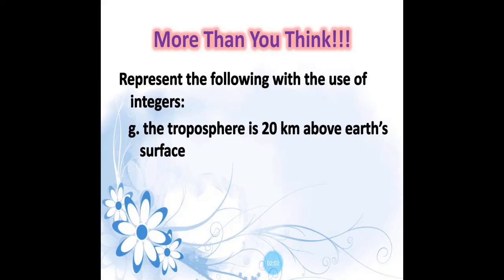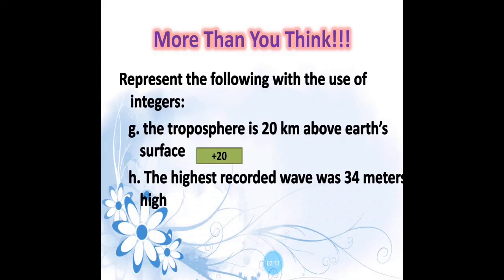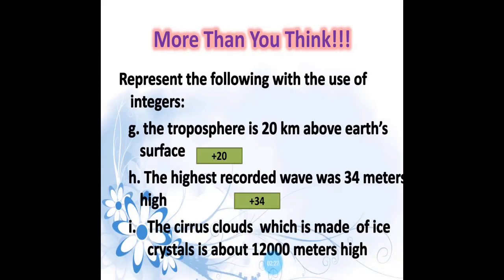The next one is the troposphere is 20 kilometers above Earth's surface. So what would be the representation of this? So the term there is above. Therefore, that would be +20. The next one would be the highest recorded wave was 34 meters high. So the term there is high. Therefore, that is +34.